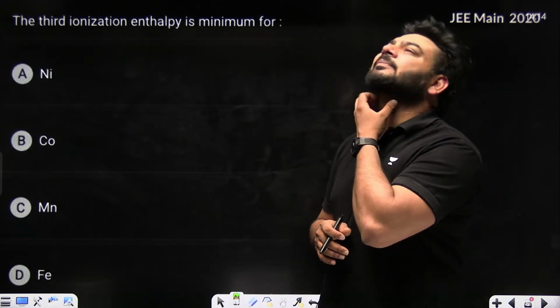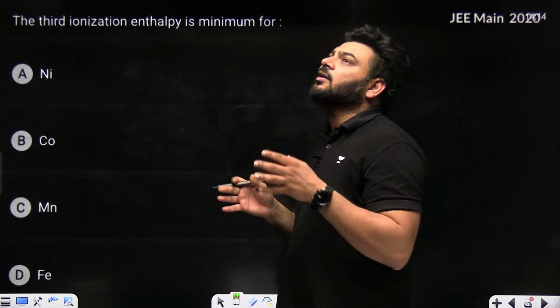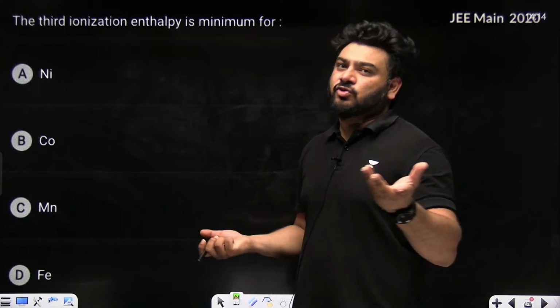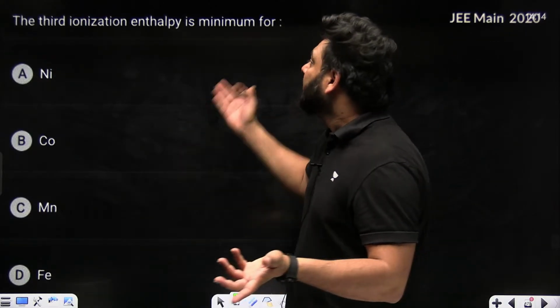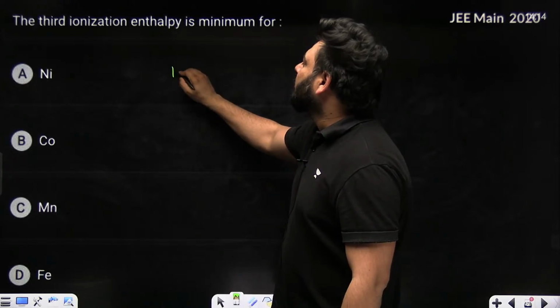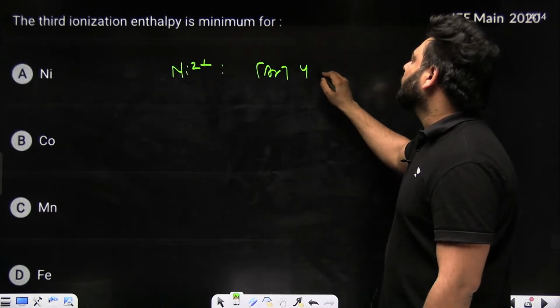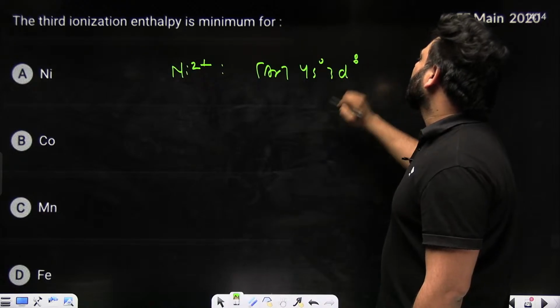That means we have to make it a doubly positive ion. For the doubly positive ion, we can check which one can easily release the electron. That will be having the lowest third ionization enthalpy. So let's start from nickel 2 positive. We have Ni 2 positive. Configuration is argon 4s0 and 3d8.